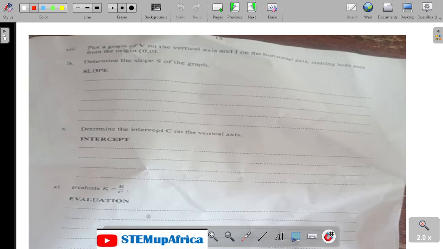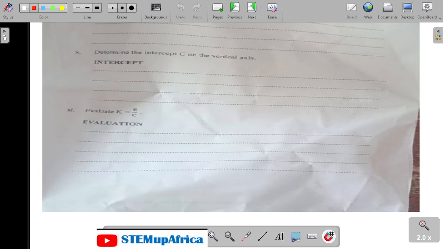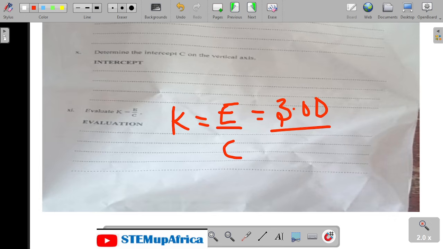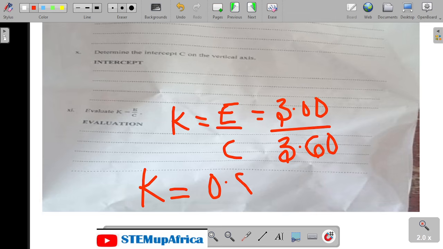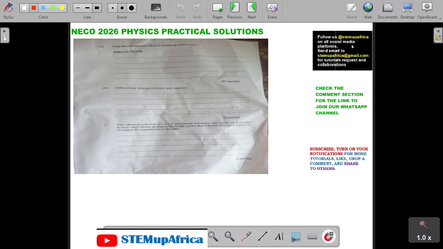Then next, you should evaluate K equals E over C. What's the E? It is the total cell we use, which is 3, and the intercept is 3.60. So your K will give us 0.833. This is volt over volt, so it has no units. I just have 0.833. So that is question XI.